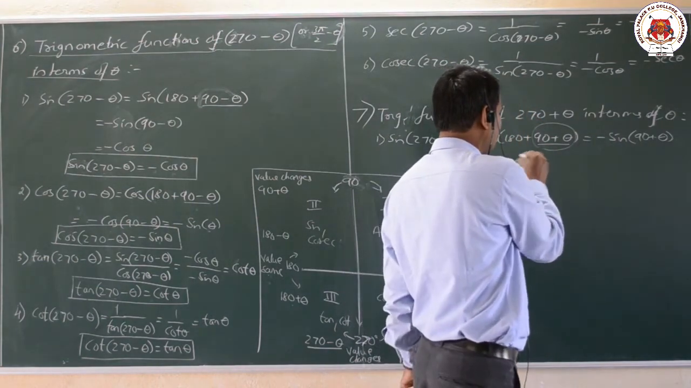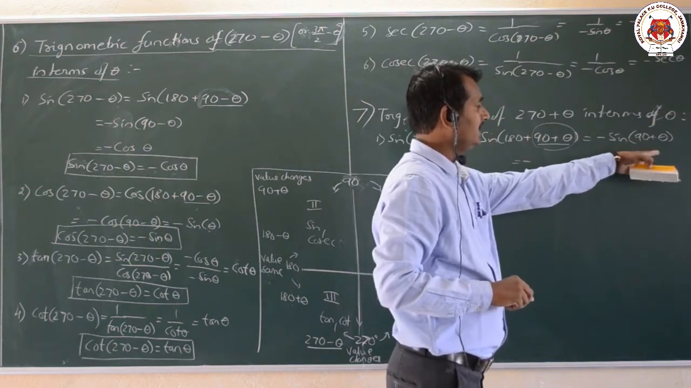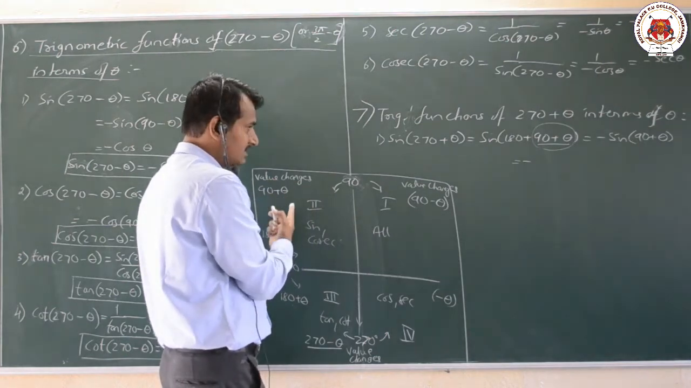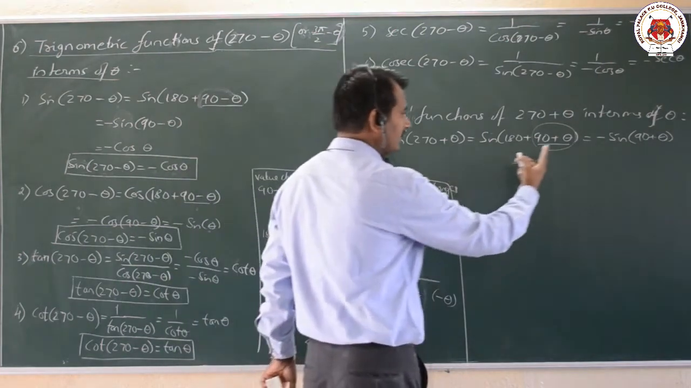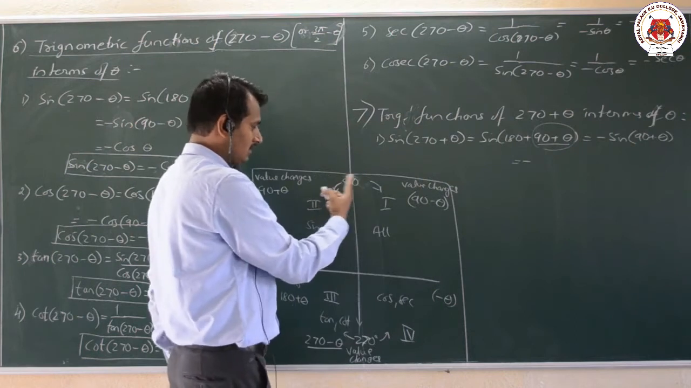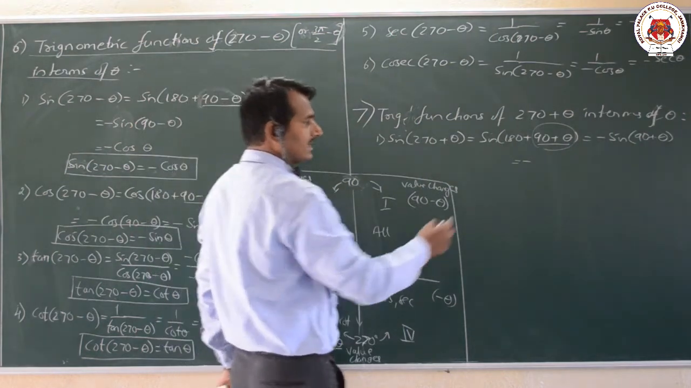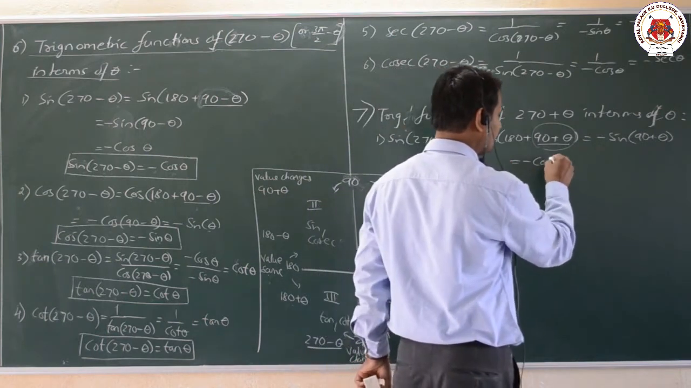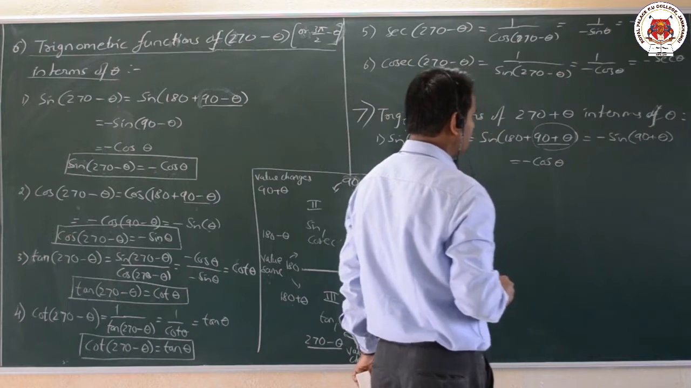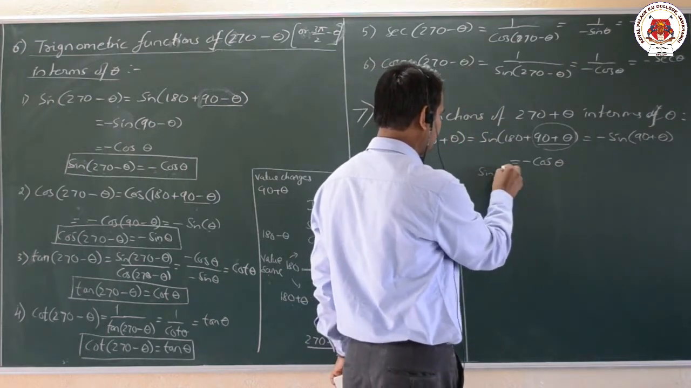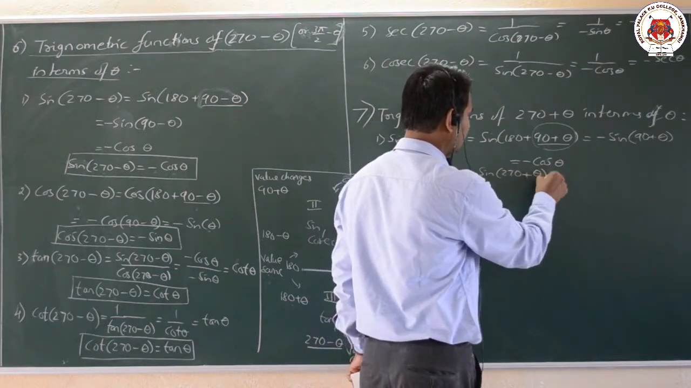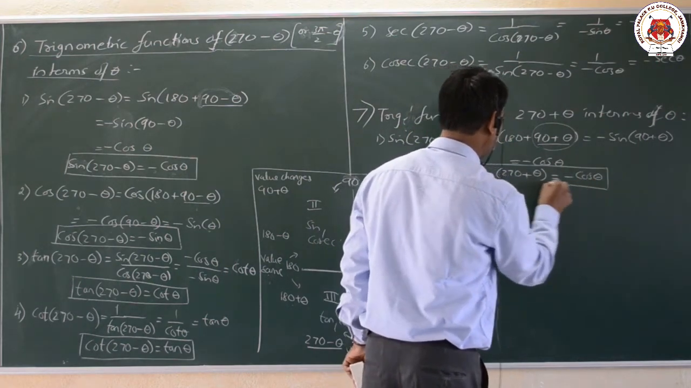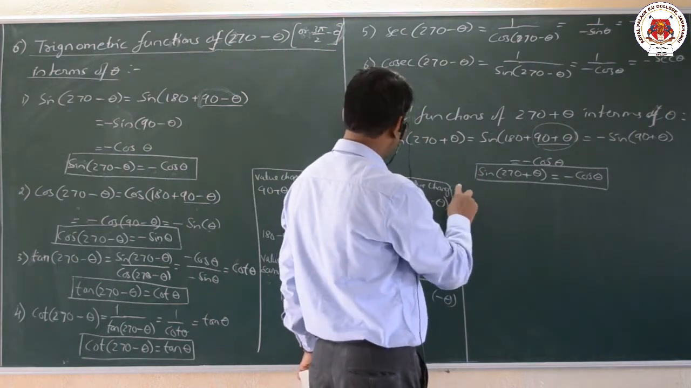The next one is minus sine of 90 plus theta. 90 plus theta comes in the second quadrant. In the second quadrant sine is positive, and here the value changes. What happens here? Sine becomes cos, so what we get here is cos of theta. So ultimately sine of 270 plus theta, the value will be minus cos theta, minus cos theta.